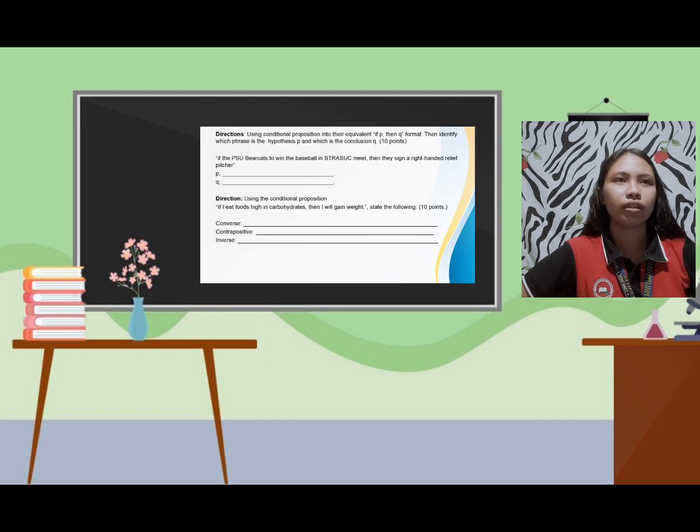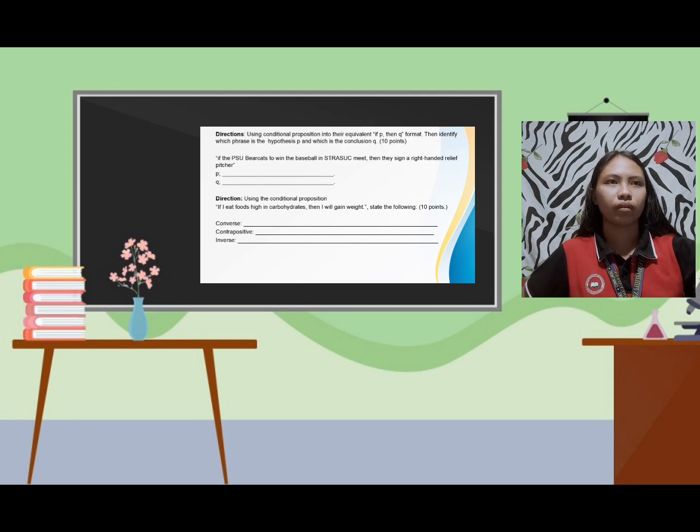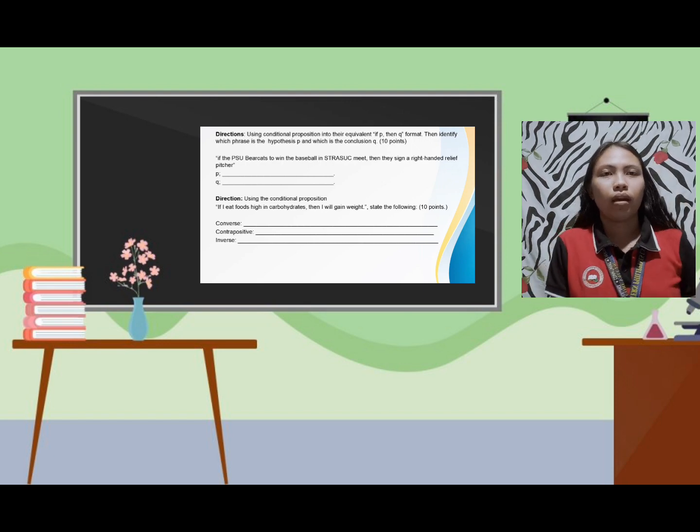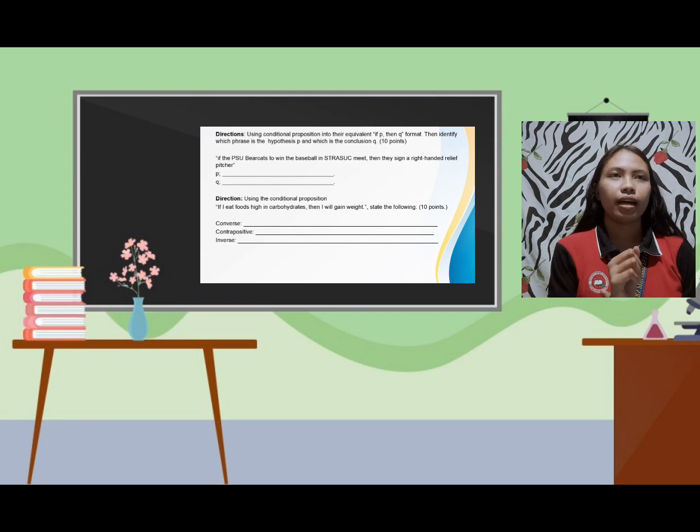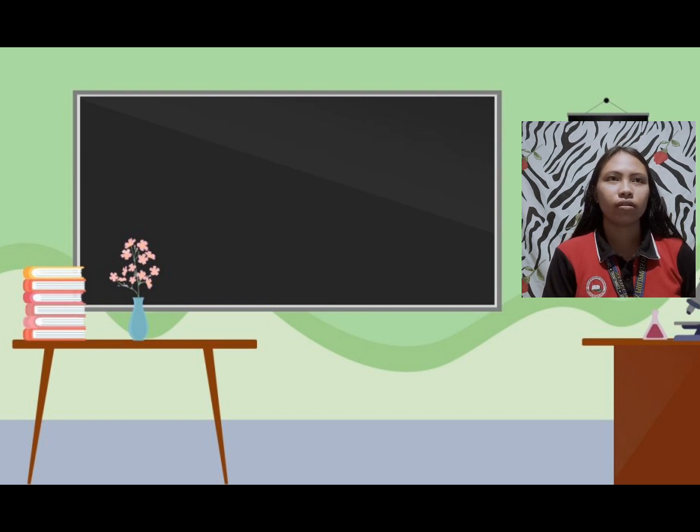The direction is, put conditional propositions into their equivalent if P then Q format, then identify which phrase is the hypothesis P and which is the conclusion Q. I will give you 10 minutes to answer this activity. So now it's already time. Pass all your papers.